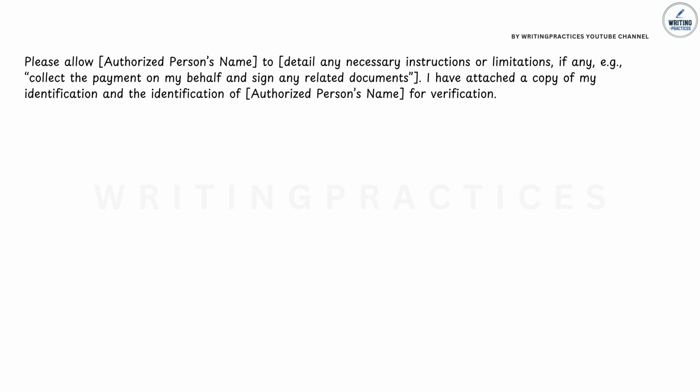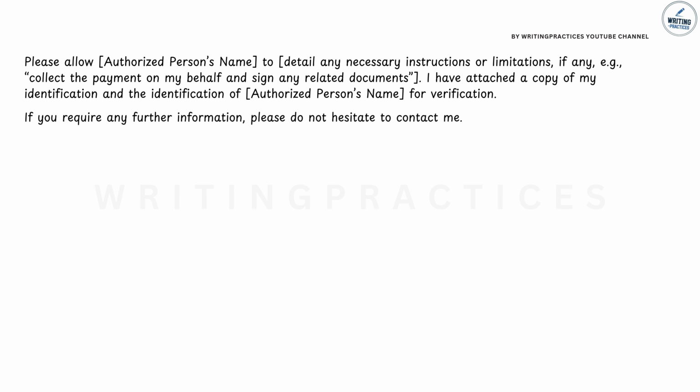Finally, you'll wrap up the letter by offering to provide additional information if needed. A simple line like, if you require any further details, feel free to contact me, works perfectly. And then all that's left is your closing. End with sincerely, and then include your name and signature.